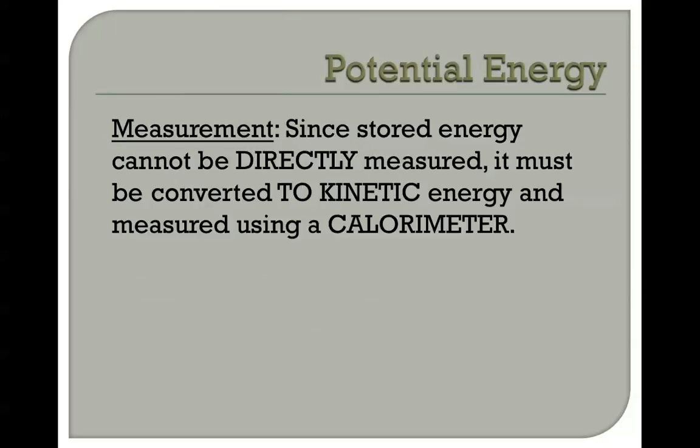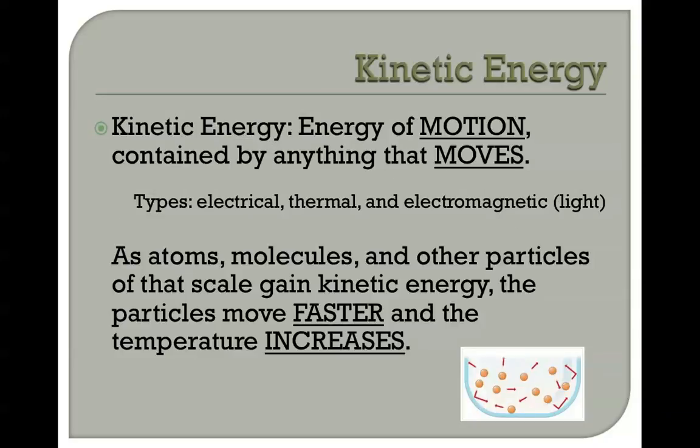Now potential energy, since it's stored, can't be directly measured, so we must convert it to kinetic energy, and it's measured using something called a calorimeter. Kinetic energy, on the other hand, is energy of motion. This is contained in anything that moves. Types of kinetic energy would be electrical, thermal, and light energy. One thing to mention is that because kinetic energy is energy of motion, as atoms, molecules, and other particles of that scale gain kinetic energy, the particles actually move faster, and the temperature then increases.